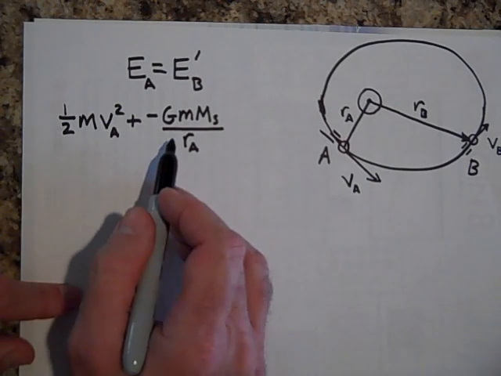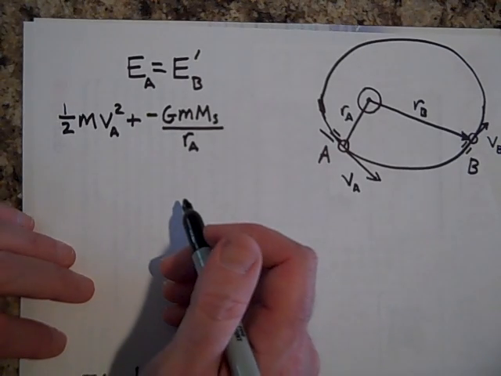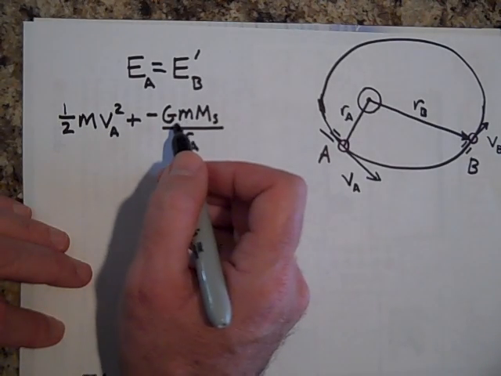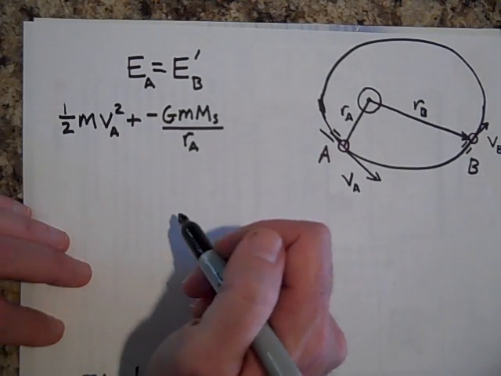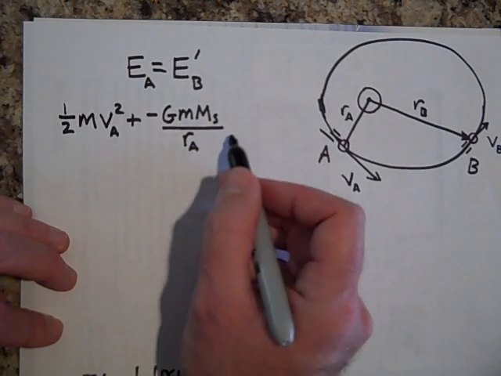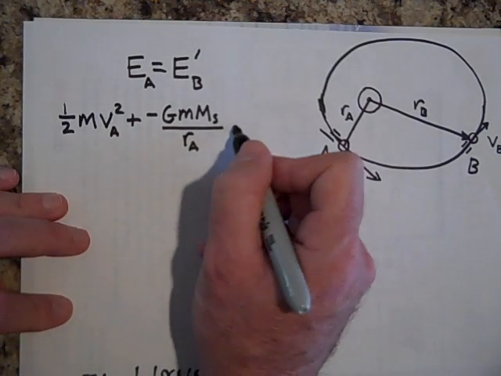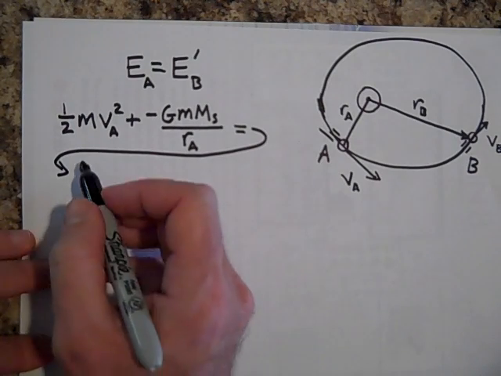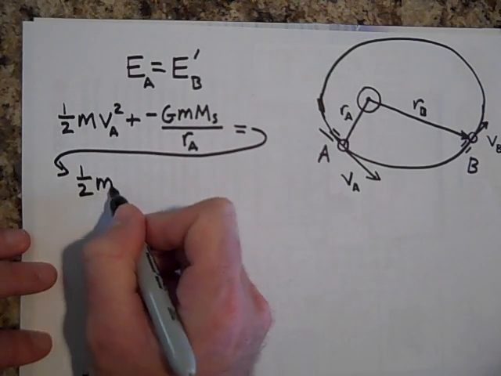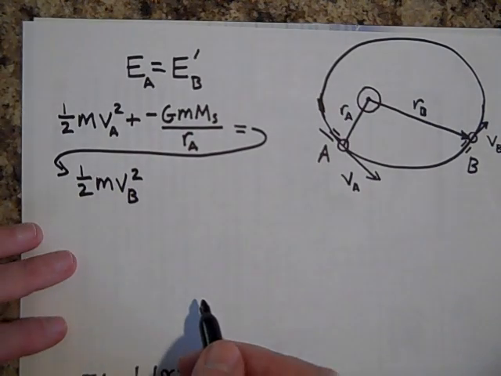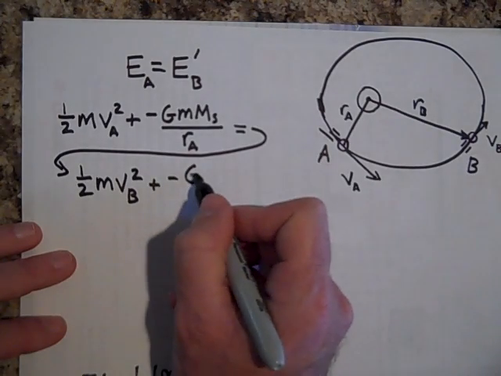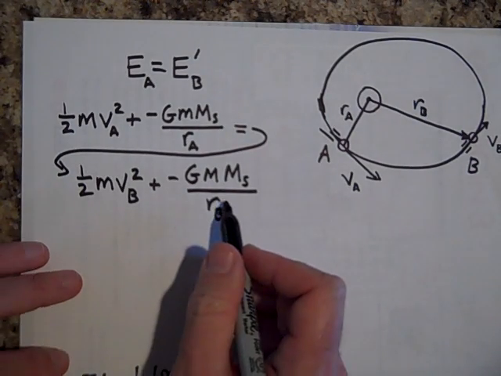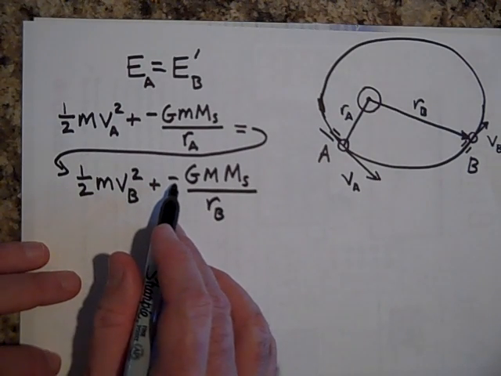I'll be deriving this equation for you in another video, maybe a week or so down the road. So this is 1/2 m v_A squared plus negative G m M_s divided by r_A. This is the kinetic energy, and this is the gravitational potential energy. That equals the kinetic energy at B plus the potential energy at B. Again, don't square these distances. They're not squared. And remember, they are negative potential energies.